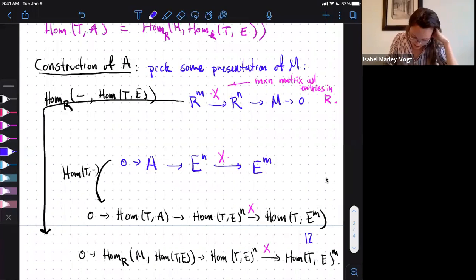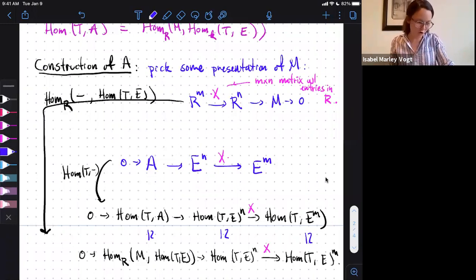And these are isomorphic, and these are isomorphic, and my maps are both induced by this matrix X, and so I get this isomorphism that I want over here. And everything here is functorial in T, so invoking Yoneda's lemma, I'm going to get this functor that I want. So this is the construction of this functor.